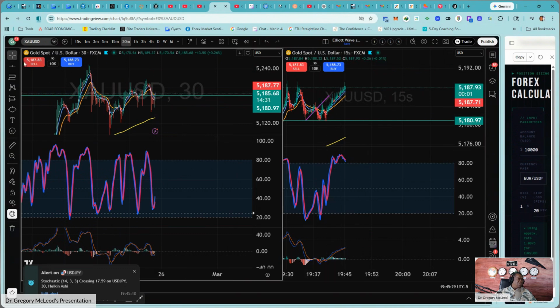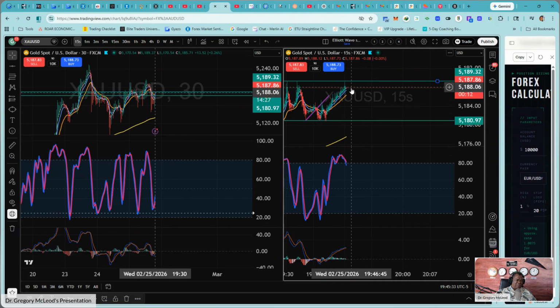Yeah, you have old resistance right there. It'll probably stall out there like it did, but it's going to come back and break it.